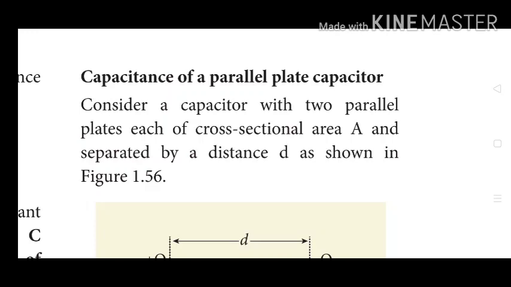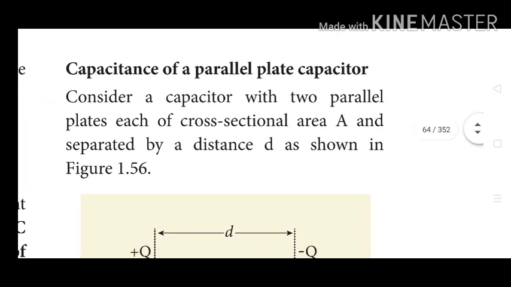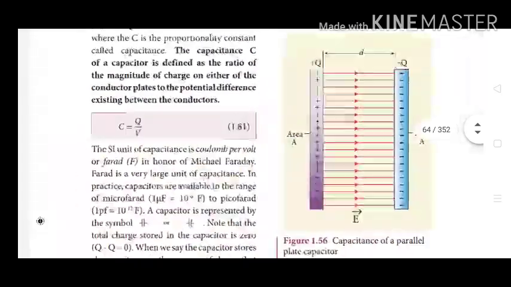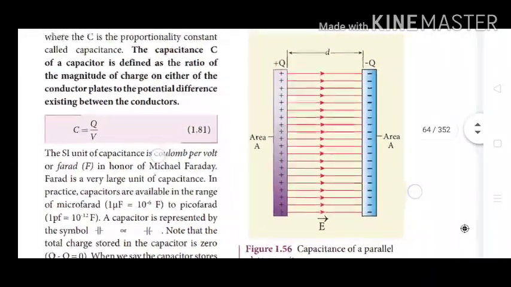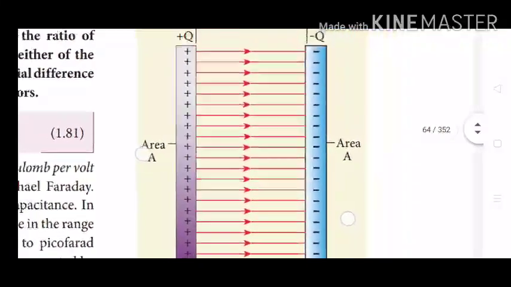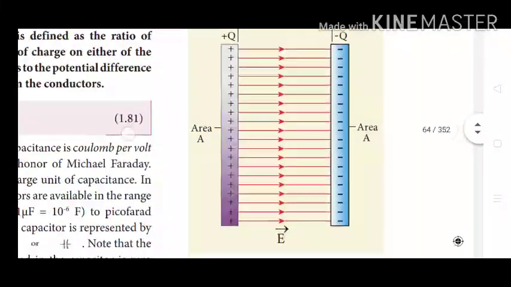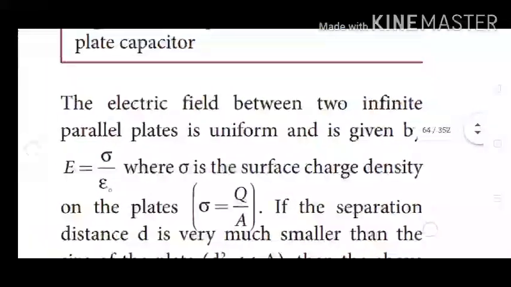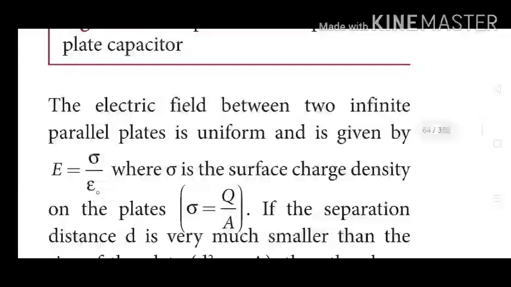Capacitance of a parallel plate capacitor. Consider a capacitor with two parallel plates, each of cross-sectional area A and separated by a distance d, as shown in the diagram. Children, see the diagram and understand the concept. There are two plates, a minus plate and a plus plate, that means a positive charge plate and a negative charge plate. The electric field between two infinite parallel plates is uniform and is given by E is equal to sigma by epsilon naught. We know what is meant by sigma, the surface charge density. Sigma is equal to Q by A.